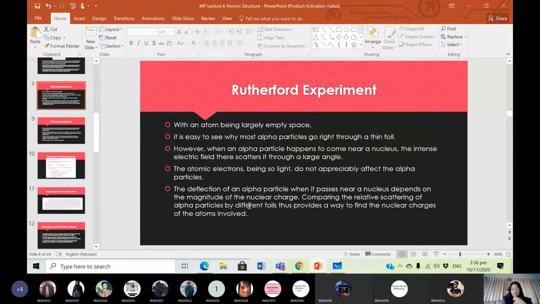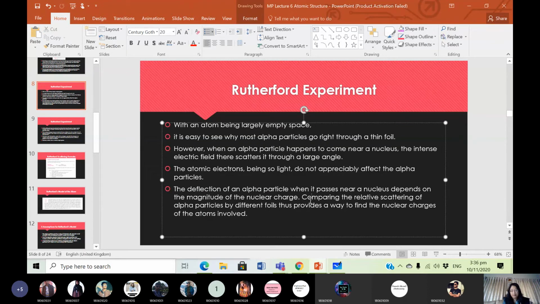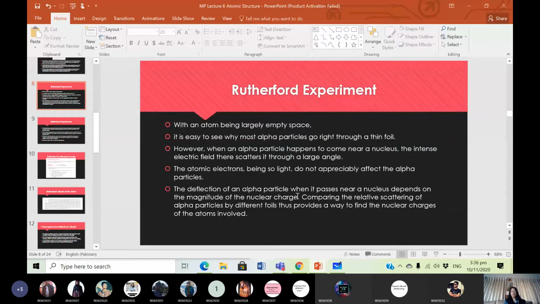So the deflection of an alpha particle when it passes near a nucleus depends on the magnitude of the nuclear charge. जितना ज़्यादा charge होगा उतना ज़्यादा उसकी deflection हो सकती है. ठीक है? Because जितनी ज़्यादा उसकी positive charge होगी nucleus की, उतना ज़्यादा strong force होगा, which is going to repel the incoming nucleus. So scattering उसी से होता है.